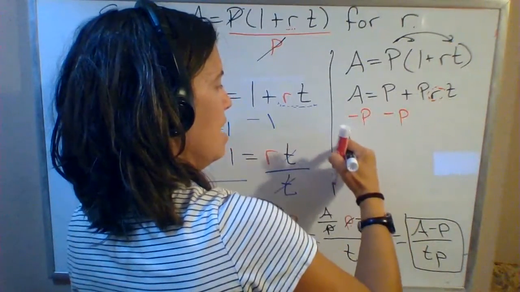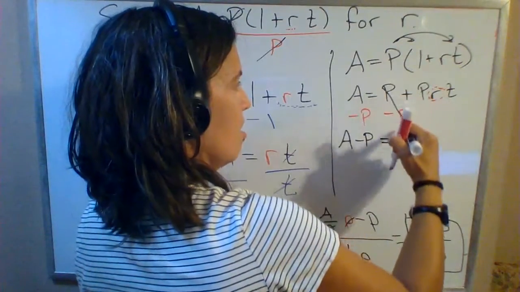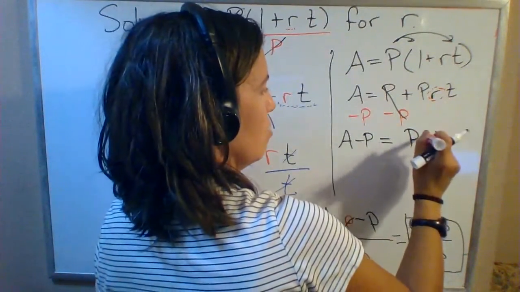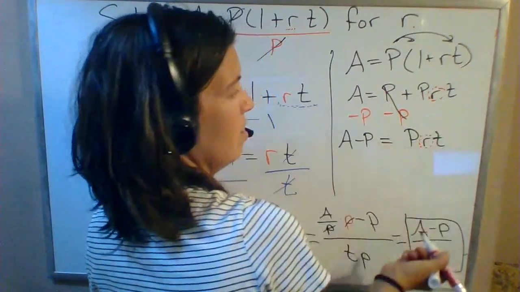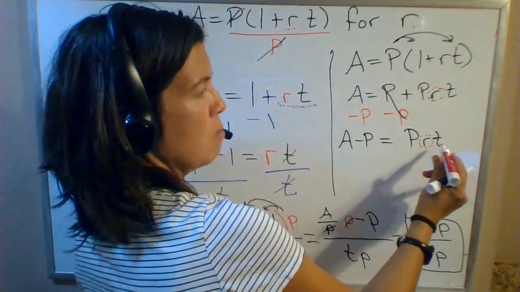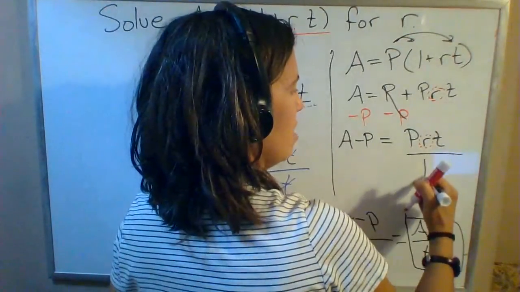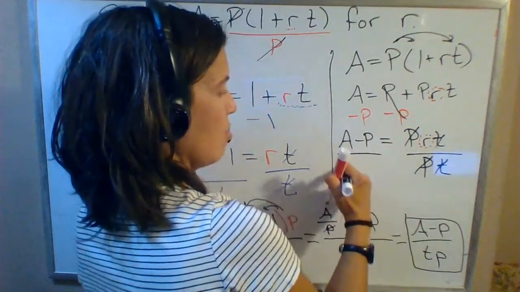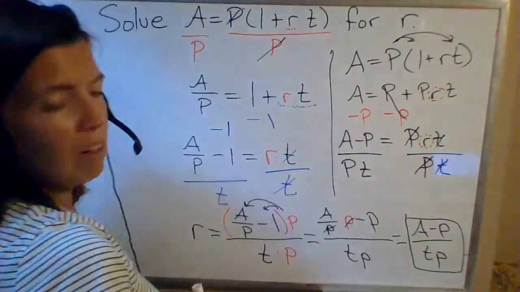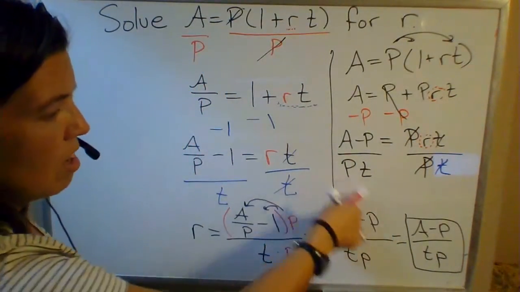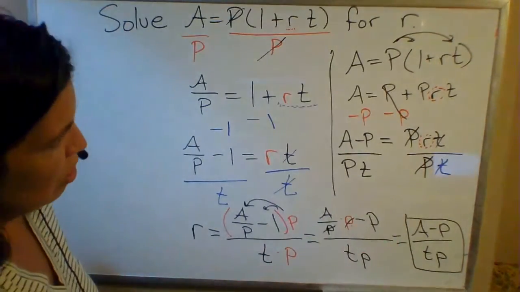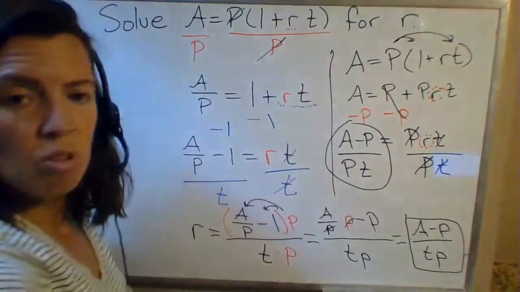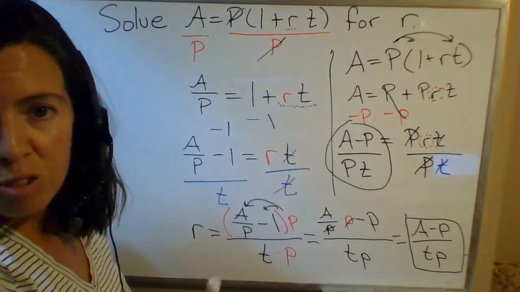That would give me A minus P, this is gone now, so equals PRT. Again, I want to isolate R. If this is P times R times T, I want to get R by itself, so I can divide by P times T. That'll cancel the P and cancel the T, and that's fine as long as I divide by the same amount on the left side. And notice that we arrive at that same answer. In retrospect, that was a little quicker. We got to the nice answer a little faster, but either way is fine.